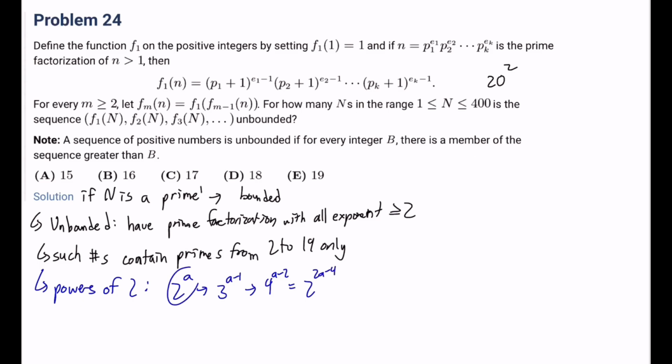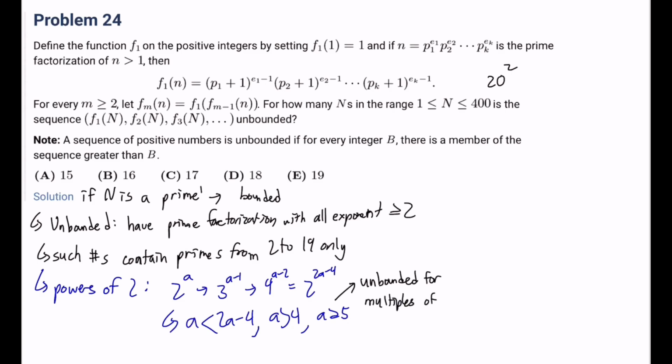Since we want this to always increase, this just means that a must be less than 2a minus 4. So a is less than 2a minus 4. This means that a is greater than 4, and thus a must be greater than or equal to 5. And so this basically means that this is unbounded for multiples of 2 to the 5th power, and that is 12 numbers. So we have 12 numbers already.